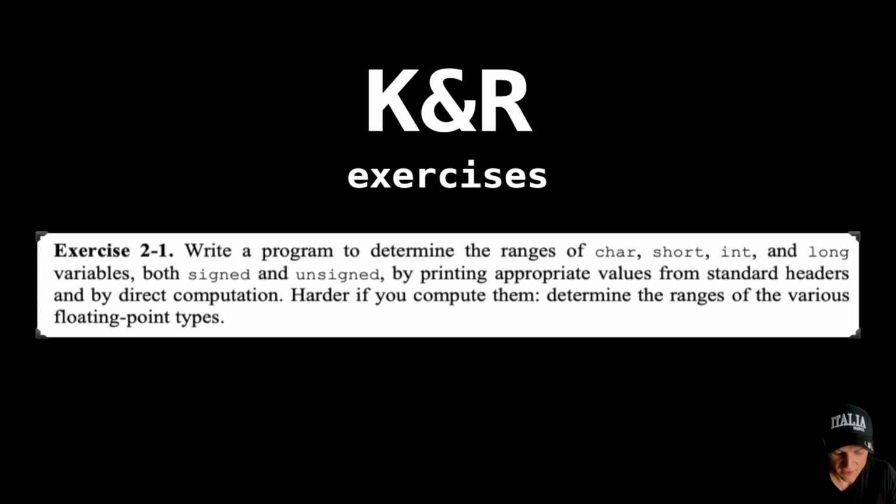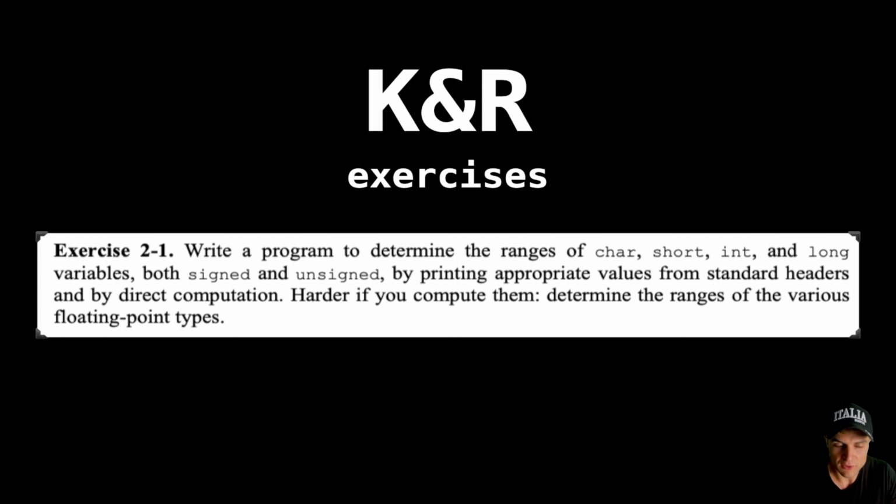So today's exercise is this one. We have to write a program to determine the ranges of char, short, int, and long variables, both signed and unsigned, by printing the appropriate values from standard headers. You will see we are going to use the header files float.h and limits.h, in which there are all the symbolic constants representing the ranges of the values. The difficult part is that we have to compute the ranges ourselves, so we have to really understand what is going on underneath.